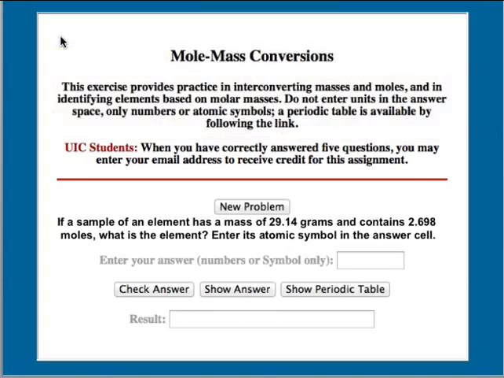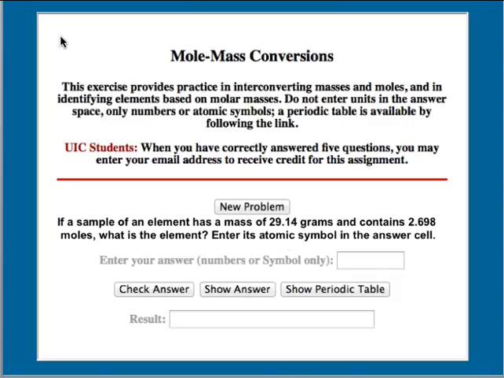This tutorial also does something cute. It lets you use your periodic table to identify an element based on its molar mass. Okay, so what you do in this is we're going to calculate a molar mass. Then we're going to look at our periodic table and pick out something that matches.